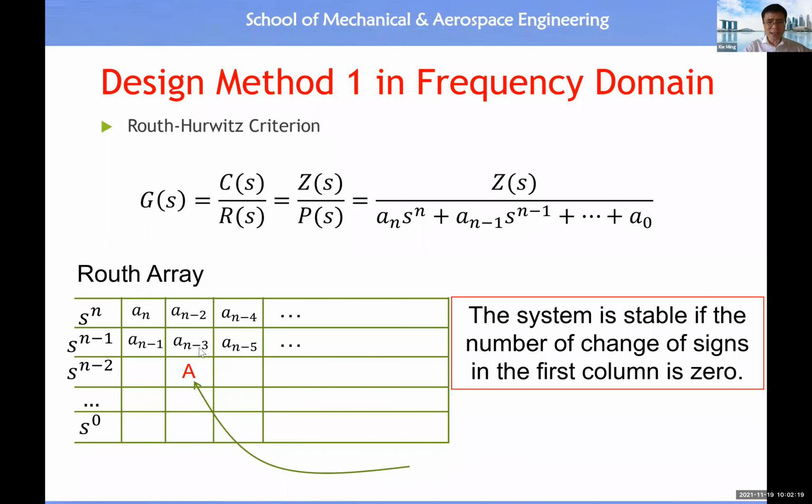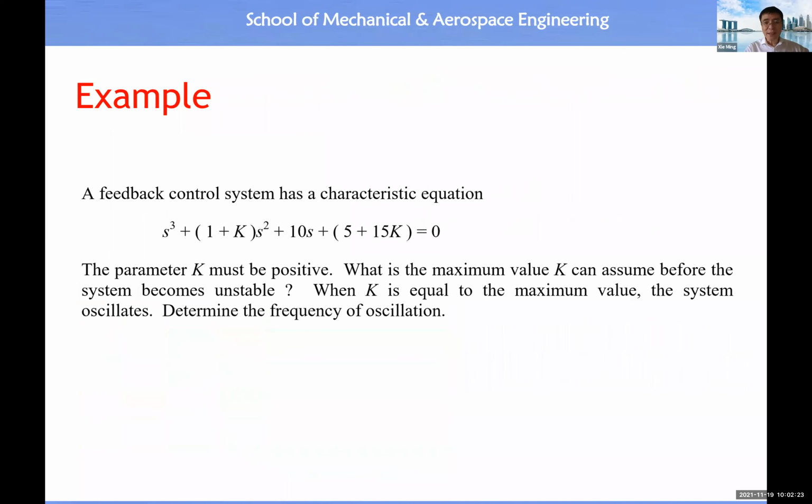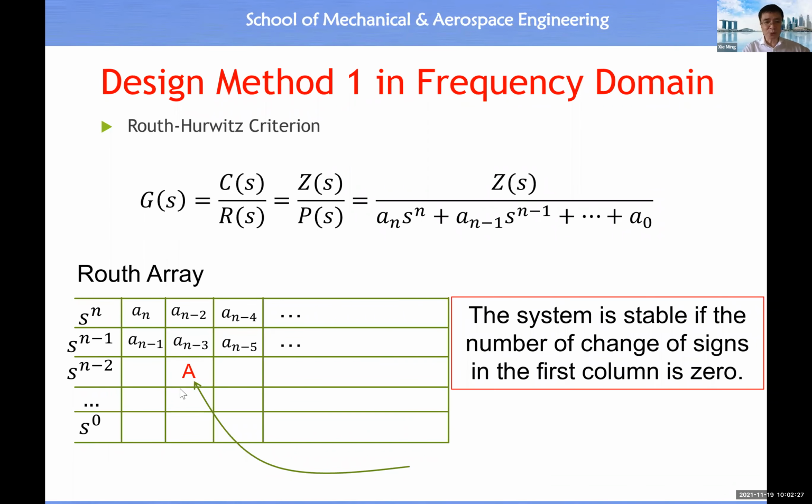Then for the elements in the remaining rows, you just apply a formula to calculate them. This formula means you take four values. The first two values always belong to the first column. The second two values always belong to the next column. So you have one, two, three, four values, okay? Then you calculate in a diagonal way: this one times this one minus this one times this one, divided by this one. Then you use this value to fill up this element. For the next one it is the same: this one times this minus this, divided by this, then you fill up this element, okay?